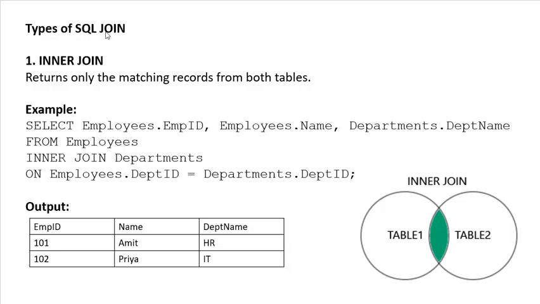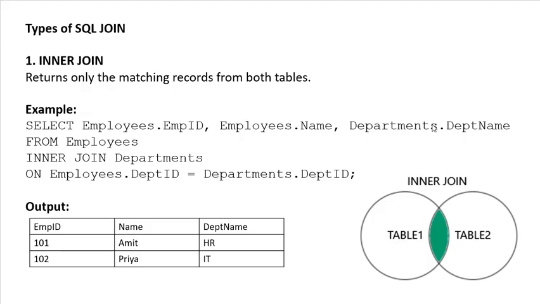Now the types of SQL joins. First is the inner join. An inner join returns only the matching records from both tables. In the image, where the data in both tables matches, that data is printed, so where both circles overlap, the green part, that data is printed.